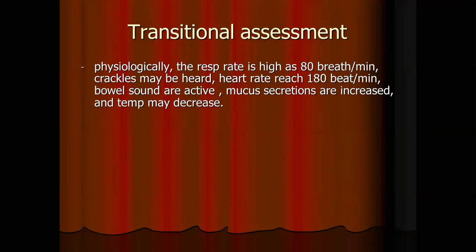In the transitional assessment, physiologically, the respiratory rate may be as high as 80 breaths per minute. Crackles may be heard. Heart rate reaches 180 beats per minute. Bowel sounds are active. Mucous secretions are increased, and temperature may decrease. This is about the first period of reactivity.